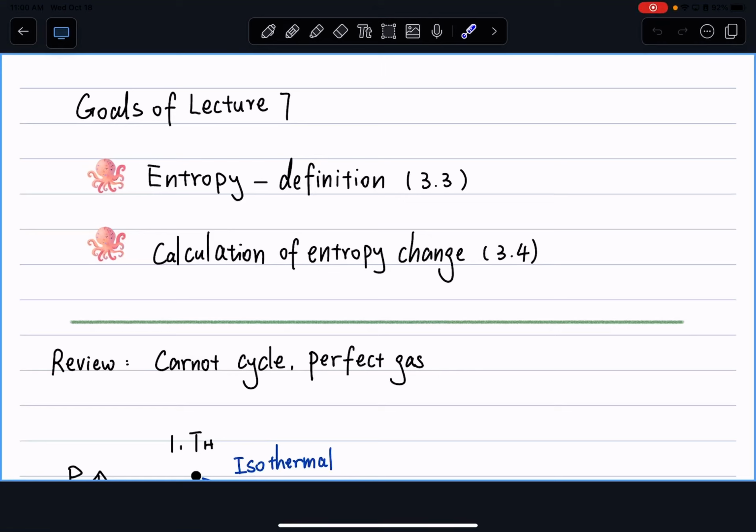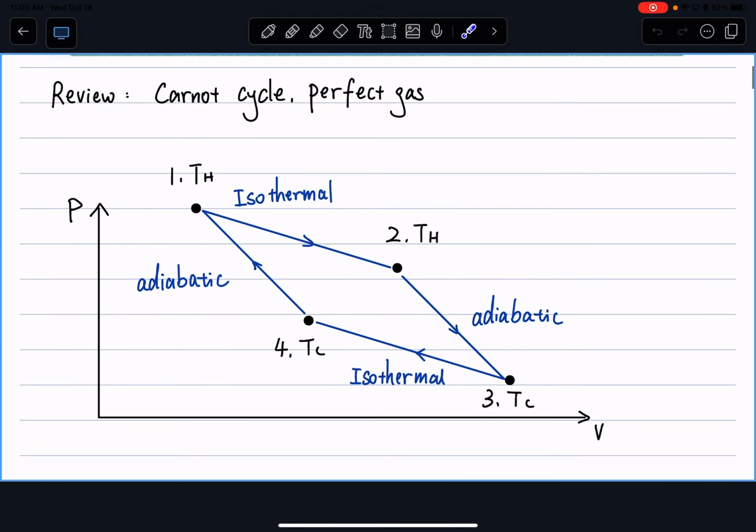Last lecture, we went over a special case called the Carnot cycle. We also defined what a heat engine is and what the efficiency of a heat engine is. And at the end of our last lecture, we went over the Carnot cycle.